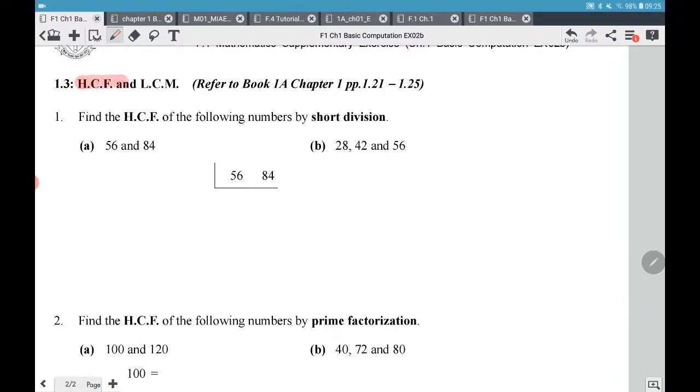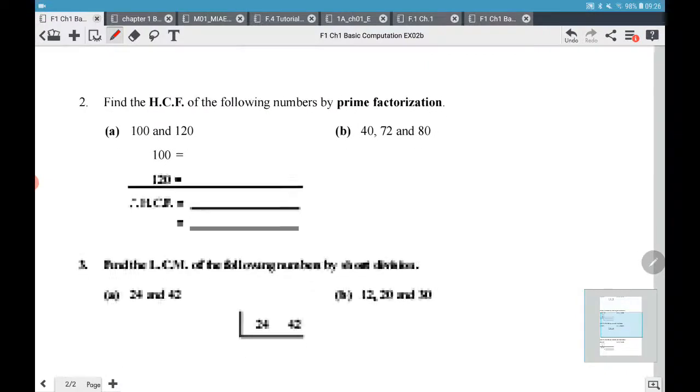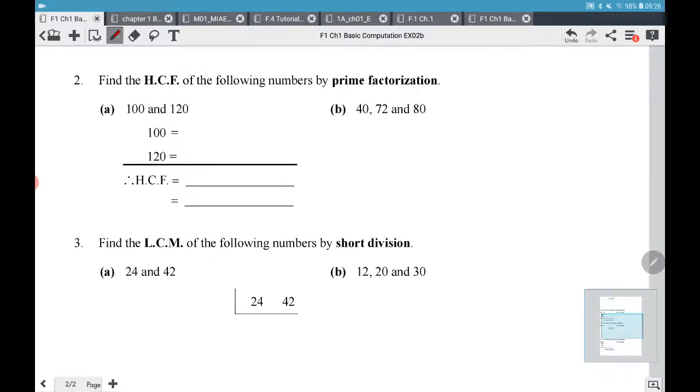It is about H.C.F. and L.C.M. Okay, so of course, everyone knows how to work out the H.C.F. and L.C.M. by short division. It is the method we learned from primary school. So I will skip this part and then we go to question 2. Question 2 is about a new method. We should learn it in secondary school. It is called prime factorization.